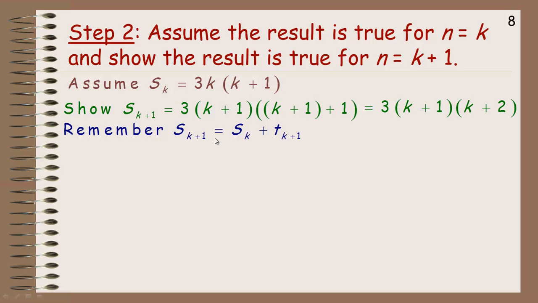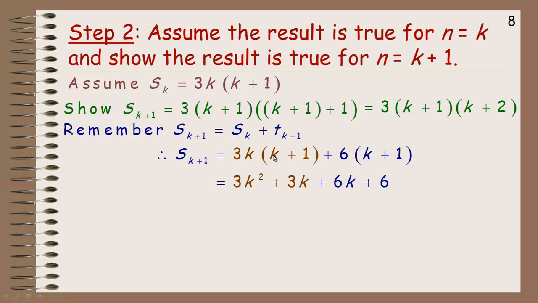And I think it was on the very first page I referred to this sum property. The sum of k plus 1 terms is the previous sum plus the next term. So we use that to show that as long as this is true, that this is going to be true. The sum of the first k terms is 3k times k plus 1, so in place of this we'll put 3k times k plus 1. Remember the nth term was 6n in that series, so the k plus 1 term would be 6 times k plus 1. It's just 6 times the term number. And our goal is to show that that is the same as this.